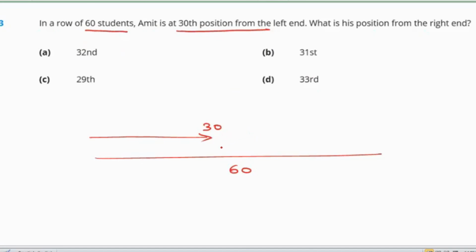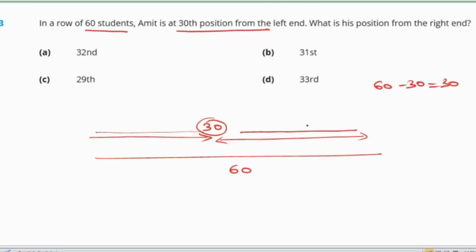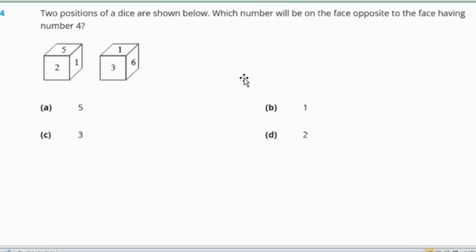So for that, as we already know, from here Amit is 30th. So how many students will be there here? If we do 60 minus 30, we will get 30. Okay, so after Amit, 30 students are here, correct? And the question is asking what is his position from the right end. If we are counting his position from the right end, this will be Amit's position, correct? So 30 from this side, and this is Amit's position. So what we will do is 30 plus 1. So Amit's position from the right side will be 31st. Got it? Okay, next one. Now 2 positions of a dice are given over here.